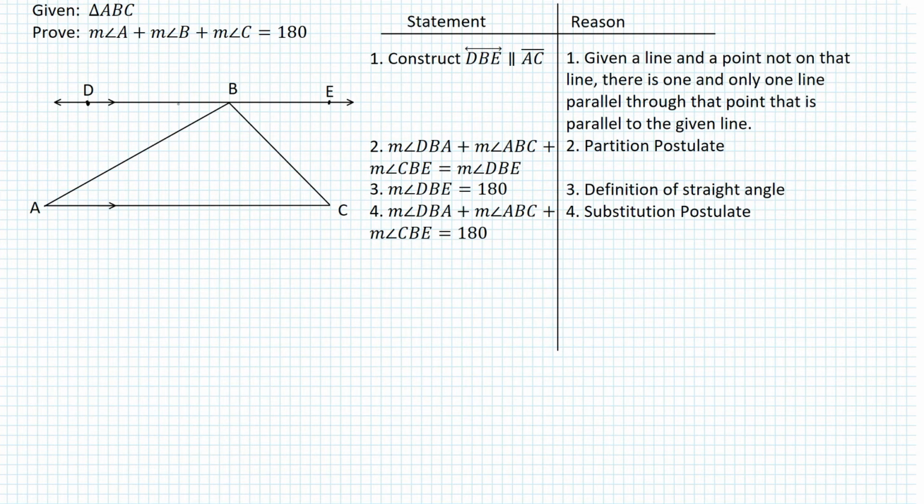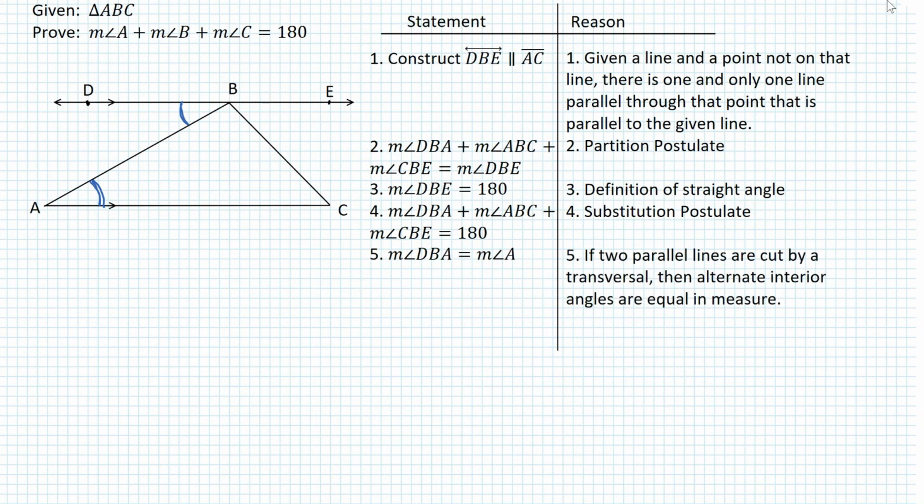Now, if we look at the measure of angle DBA, this one, can we say that this angle is equal to another angle in the diagram? Yes, we can. This angle is the same in measure as this angle because here we have two parallel lines cut by transversal AB. So let's write this in the statement reason table. The reason for that is that if two parallel lines are cut by a transversal, then alternate interior angles are equal in measure. We can similarly state that the measure of angle CBE, this one, has to be equal to the measure of angle C.